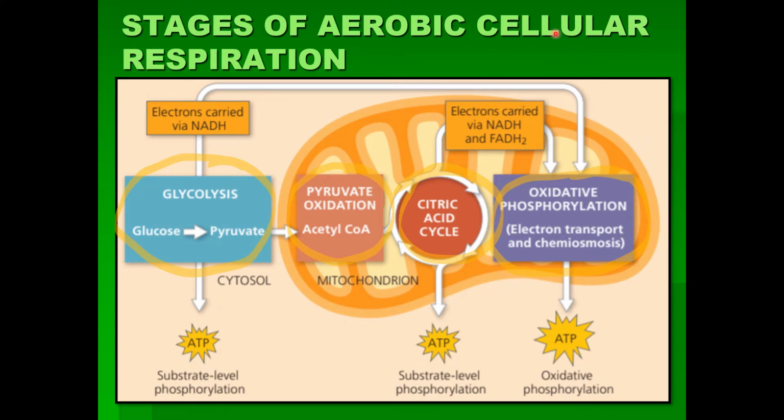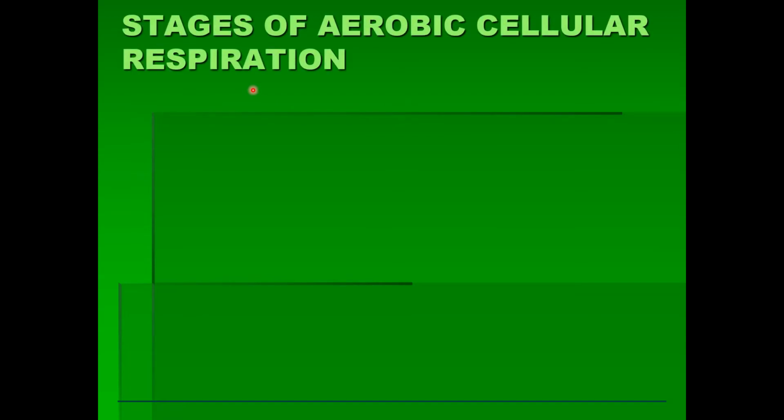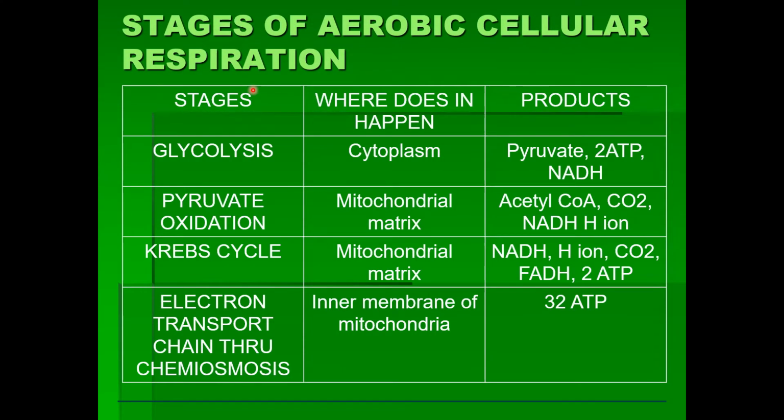Also in this illustration, you can see where the processes happen. Glycolysis happens in the cytosol or the cytoplasm of the cell, and the remaining stages such as pyruvate oxidation, citric acid cycle, and electron transport chain happen inside the mitochondrion. Now, talking about the stages of cellular respiration, I have here a table that summarizes the stages, the place in the cell where each happens, and its products.